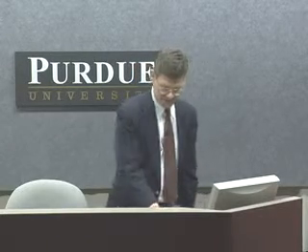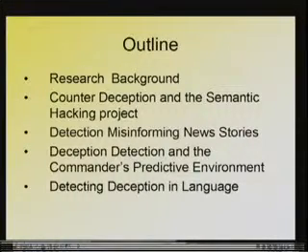Okay, today I'm going to talk about semantic attacks and security. I'll go into some of the research background for this project, which began 4.5 years ago at the Institute for Security Technology Studies at Dartmouth College. The project, in a formal sense, ended about 2 years ago, but as I'll go into in this talk, there are various threads of it that are being continued.